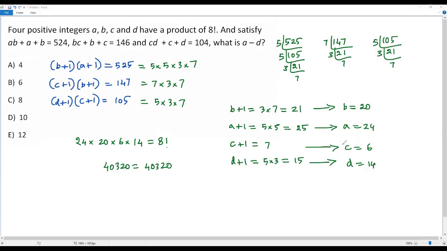So now we can consider this 24 value for a and 14 value for d. To get the value of this expression a negative d, that is a negative d equals the value of a is 24, negative the value of d is 14, 24 negative 14 equals 10. Okay, here I got the value of a negative d, it is 10. We find this 10 in answer choice D. The correct answer choice for this question is D.